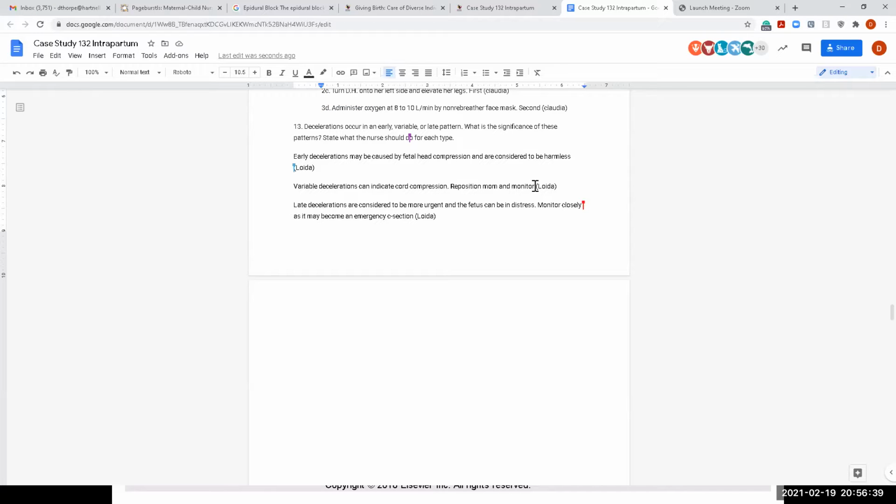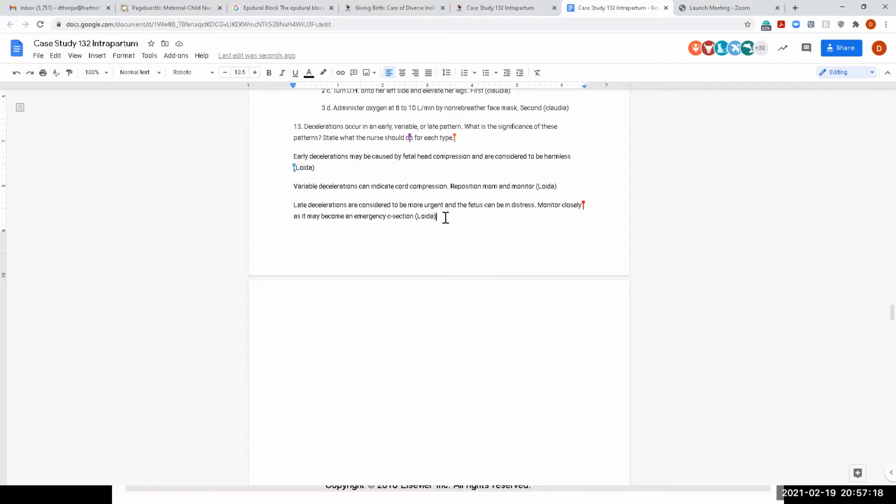Hopefully delivery is imminent. Because if this was a 2 centimeter primip and she was doing this, the baby's not going to last having severe variables for hours. You just can't have that happen. So it just depends on where she's at in labor. But late decels are considered more urgent, and if it's indicating that the baby is not getting the oxygenation perfusion that they need, something needs to be done.